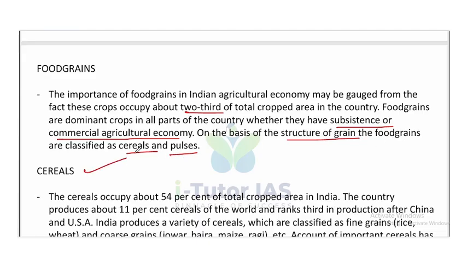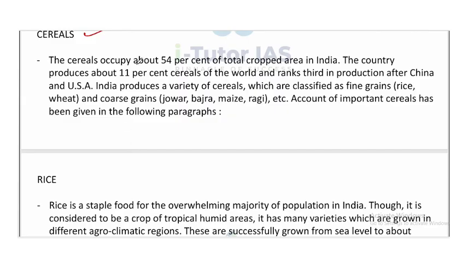First one, cereals. The cereals occupy 54% of the total cropped area in India. The country produces about 11% of the world's cereals and ranks third in production after China and USA. Okay, so India is the third largest cereal-producing country. First one is China, then USA, and third one is India.